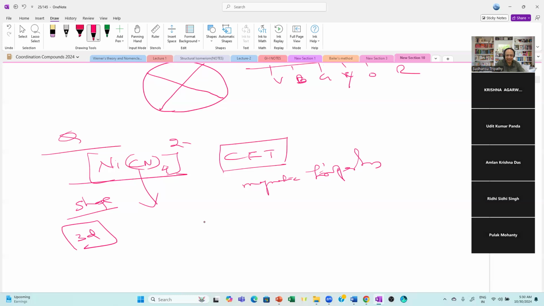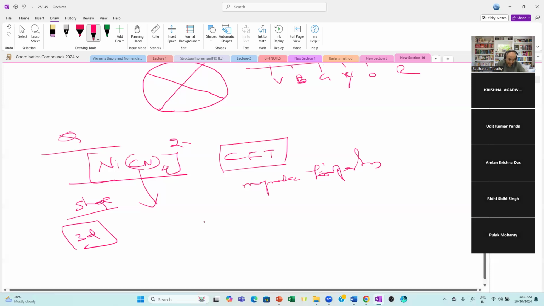Everything is a khichdi. That theory proves far better than CFT to explain all the properties explained by CFT, as well as those which cannot be explained by CFT, like bonding, like why the spectrochemical series has happened like that. Why iodide is a weak field ligand, why water is an intermediate field ligand, cyanide is a strong field ligand. So all these whys will be explained by MOT.